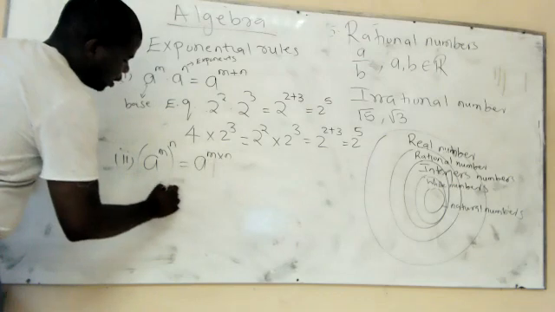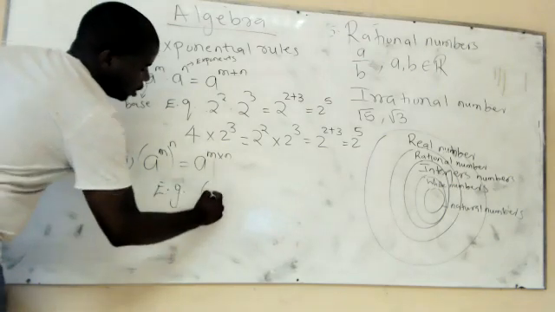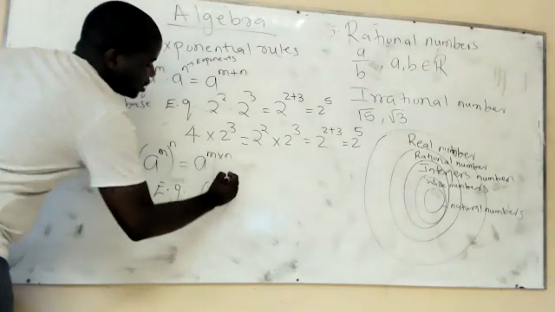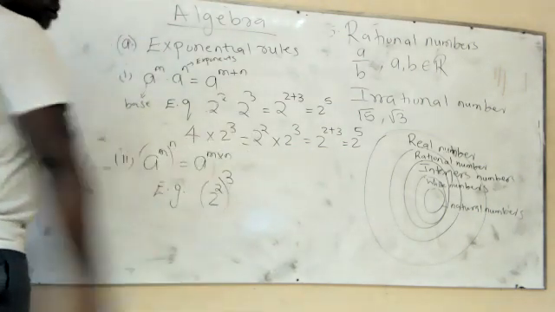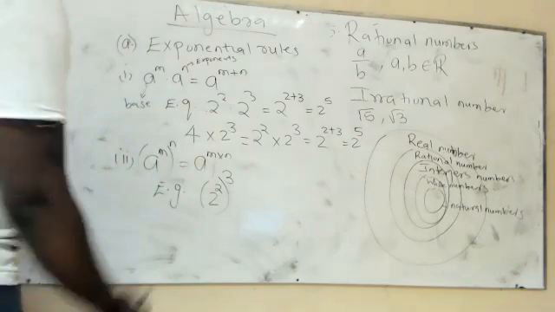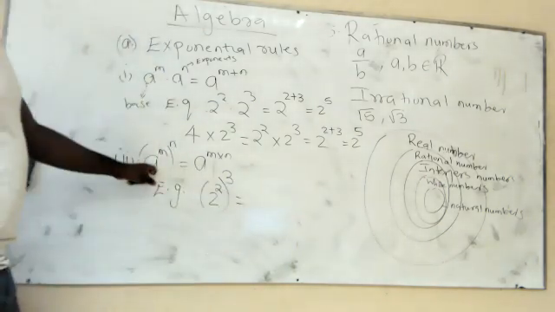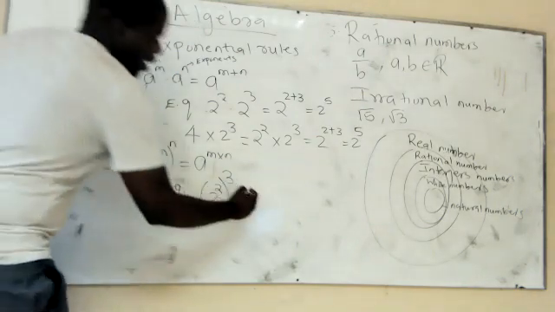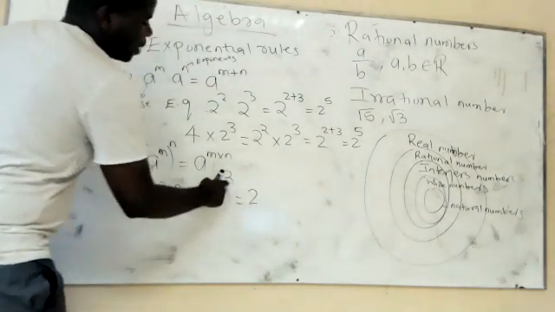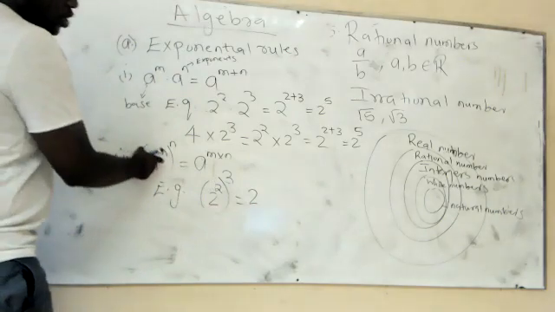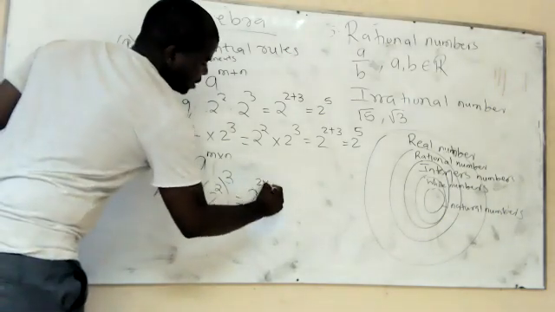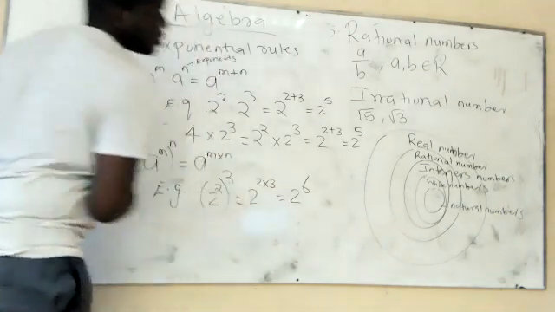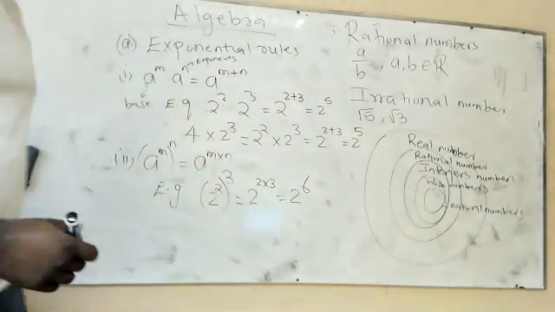For example, let me use this as an example. Let's say we have 2 to the power of 2, but now instead of having just one exponent, you have a second exponent like that. In this situation, if we are applying this exponential rule, which is under algebra, you have to multiply the two exponents. You're going to have 2 multiplied by 3, which will give you 2 to the power of 6. Do you see how we attend to these questions?